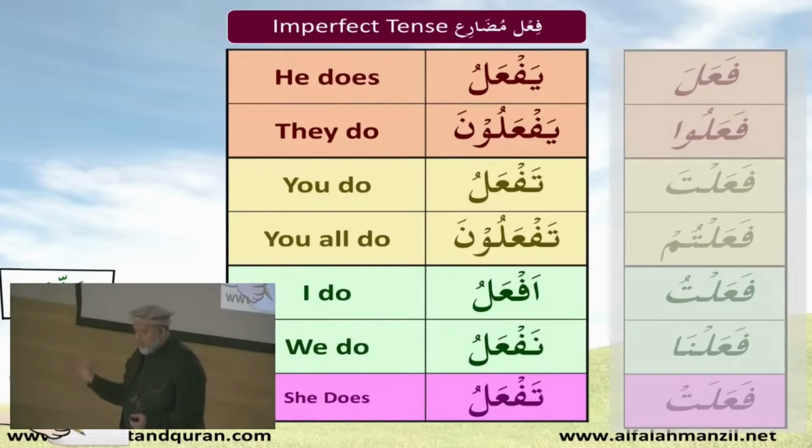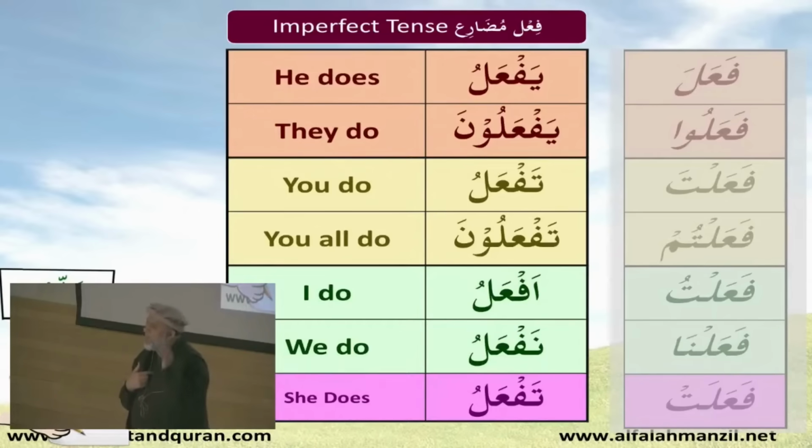Okay, good. So, fa'ala means he did, right? Yaf'alu, he does. Fa'alu, they did. Yaf'aluna, they do. You see the difference? Okay. Fa'alta, you did. Taf'alu, you do. You see the difference? What is the difference, by the way? The one thing is done in the past and one is happening right now, right?